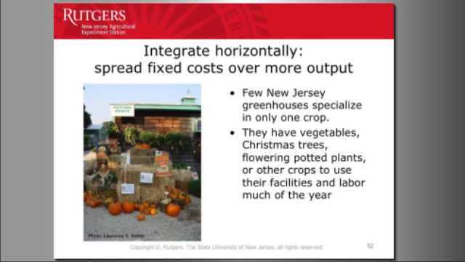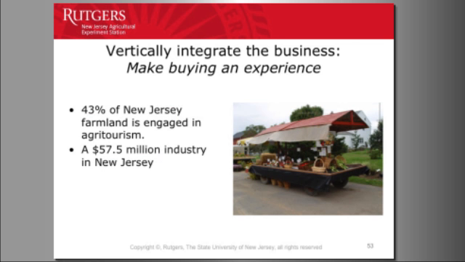A lot of businesses are integrating horizontally, and I mentioned that before, spreading your fixed costs over more output. So very few greenhouses anymore are just a greenhouse. They may have Christmas trees, flowering potted plants, vegetables in the summer, spreading out so they have year-round income. Again, I think diversification is good, but don't over-diversify. I think some of us can go too much in that direction.